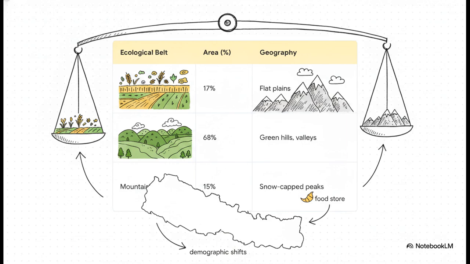The country is divided into the Terai, which occupies just 17% of the total land area, the hills taking up a vast 68%, and the mountains at 15%. So what's the crucial takeaway here? It's that while the Terai holds the absolute smallest fraction of land, it consists of the most fertile flat plains. It's essentially the food store of Nepal. This highly uneven distribution of arable land sets the exact stage for the massive demographic shifts we're about to analyze.